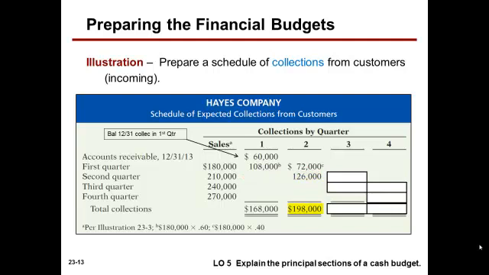Third quarter, picking up on 40% of the second quarter's sales, $84,000, 40% of $210,000, collected in the third quarter. Third quarter sales of $240,000, 60% collected right away, $144,000 in that quarter. Total of $228,000 incoming from sales in the third quarter.